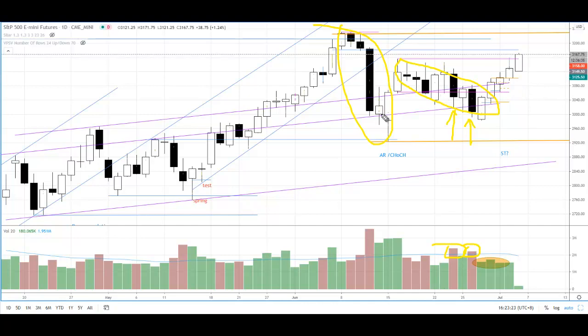In fact, it's merely a test of the lower level, somewhere around there. It didn't actually go all the way down to the 2930. It just touched around the 3000 psychological level, and subsequently we see a reversal and a very good rally up, with this consistent demand here. So I think overall it is still very bullish.